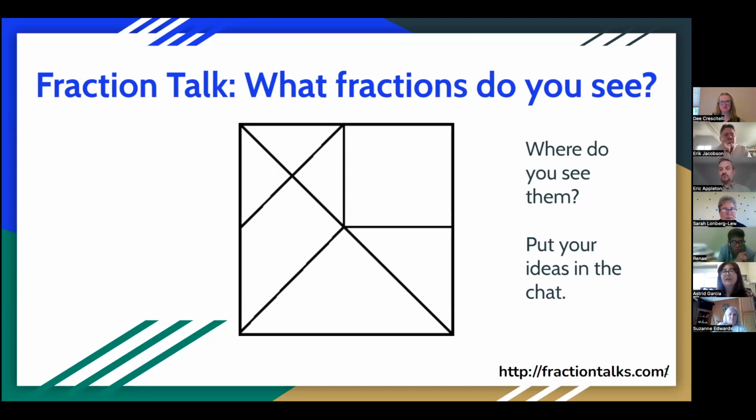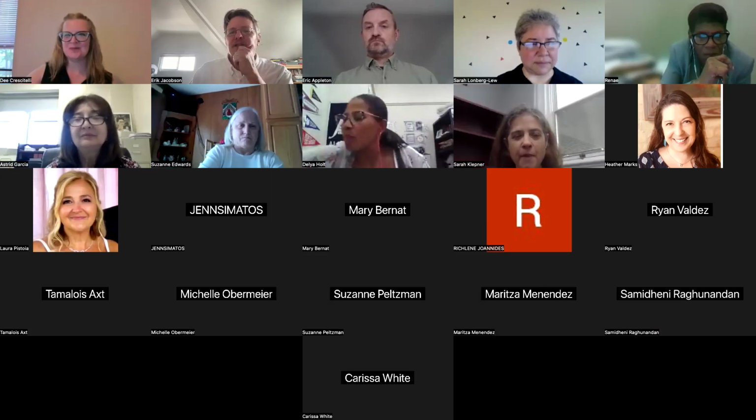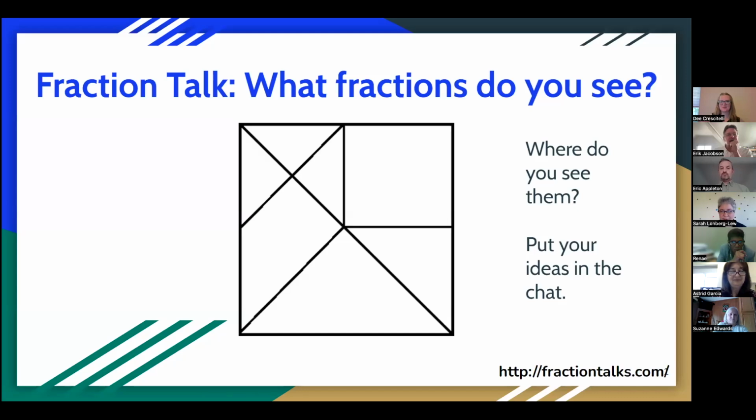So I see 50% and 1/2. Eric, do you want to tell us where you're seeing that? The line from the upper left point to the bottom right point bisects that square, and so then creates two larger triangles. So half and half of that square.